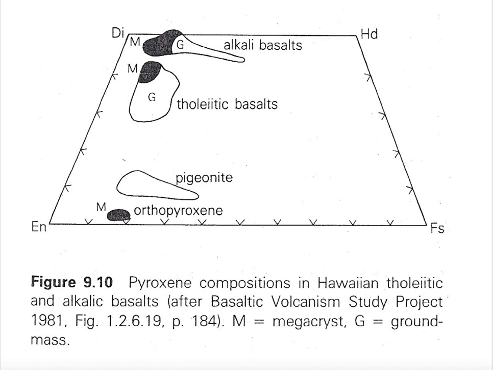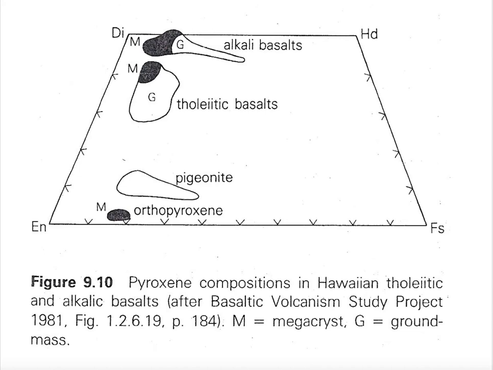Then we have the pyroxene composition in Hawaiian tholeiitic and alkali basalts. In Hawaii, we can find tholeiites and alkali basalts, and they can be separated by the different volcanoes. Some of the younger volcanoes are tholeiitic in composition, and the older ones are alkali. But we have to figure this out. Pyroxene compositions in the Hawaiian tholeiitic and alkali basalts. The pyroxenes are also chemically different.